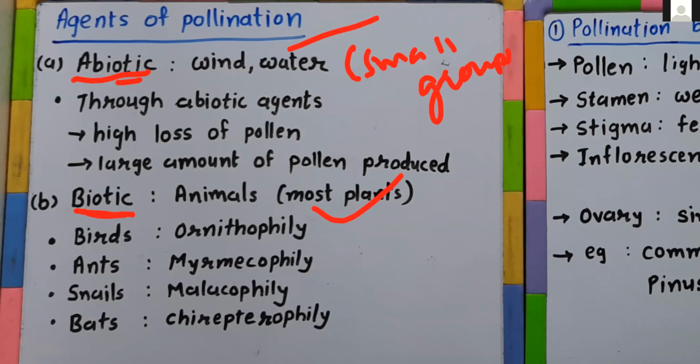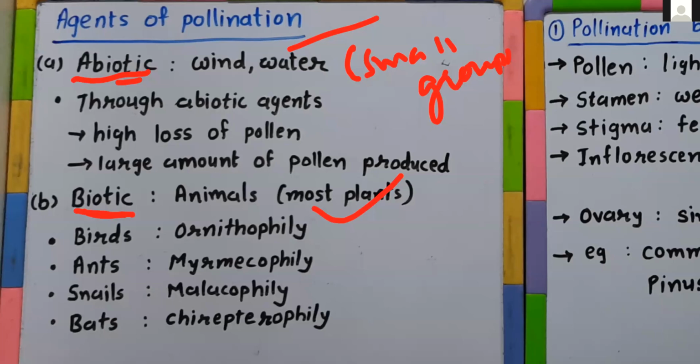Well, as far as biotic agents are concerned, if birds are involved in the pollination, it is called ornithophily. In a way, it's zoophily when animals are involved. But birds involved, ornithophily, insects involved, entomophily, ants involved, myrmecophily, snails involved, malacophily. If bats are involved, it's called chiropterophily. So these are the different forms of pollination based on their biotic agents.